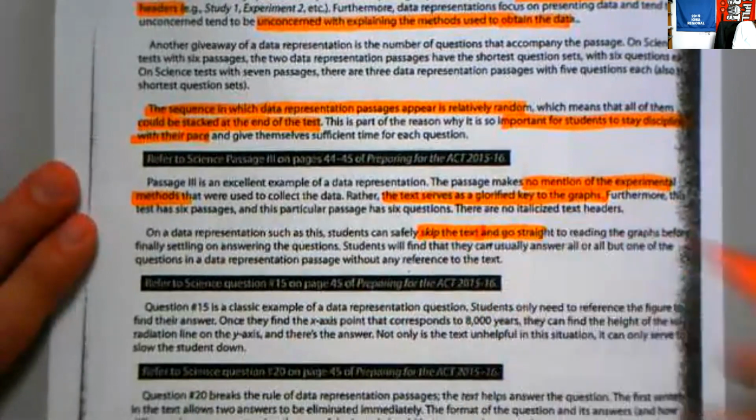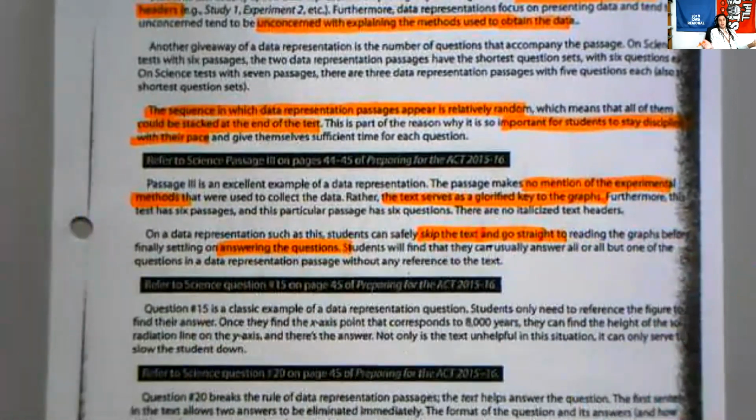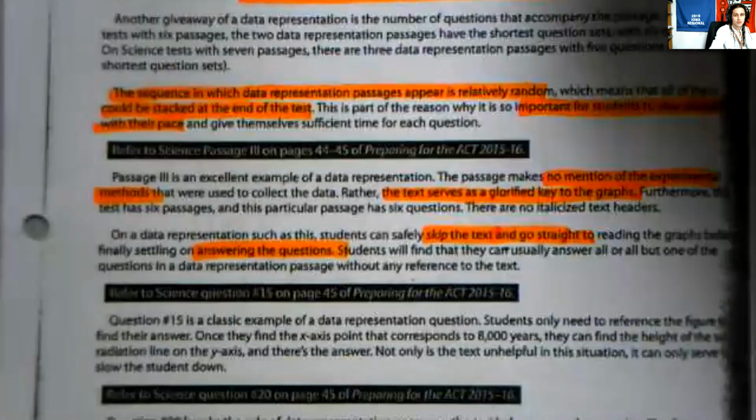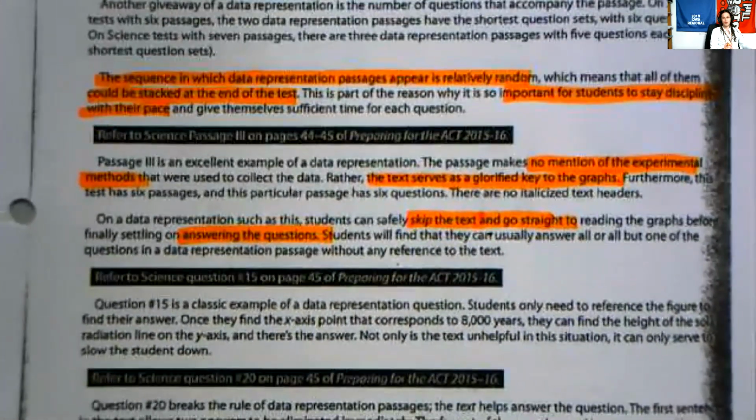I don't even want you to go straight to reading the graphs. I want you to go straight to answering the questions. We're going to see that they tell you where to look. You don't need to read really anything. You need to look at where it tells you to look and answer the question that it pokes you at. So let's open it up and let's work our first ACT passage together.